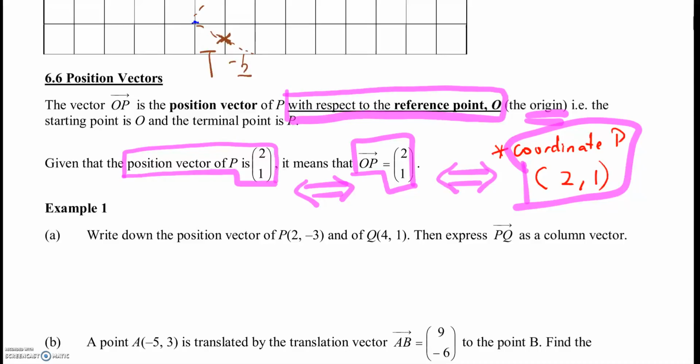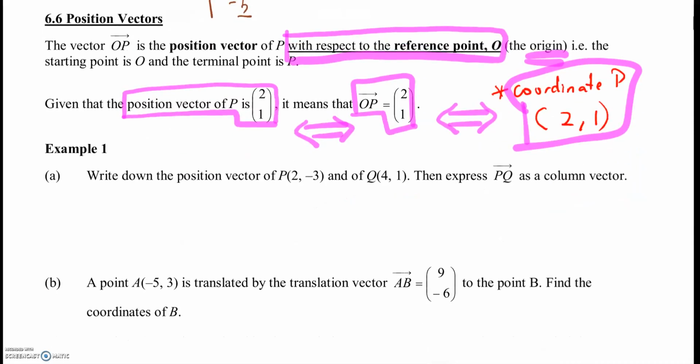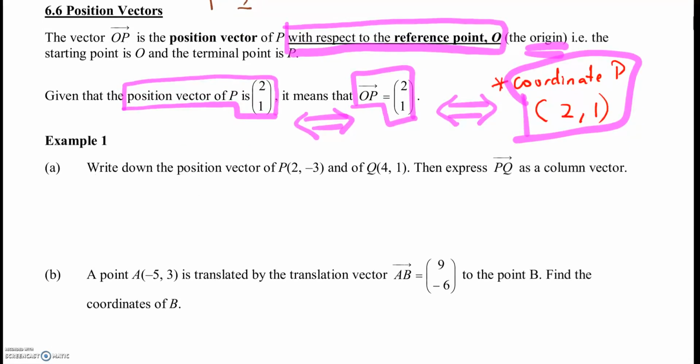Okay? Now let's go to the first example. Given that P coordinate is this. So can you underline this and tell me OP equals to what? (2, -3). This will be OQ. This is (4, 1). Do you follow?